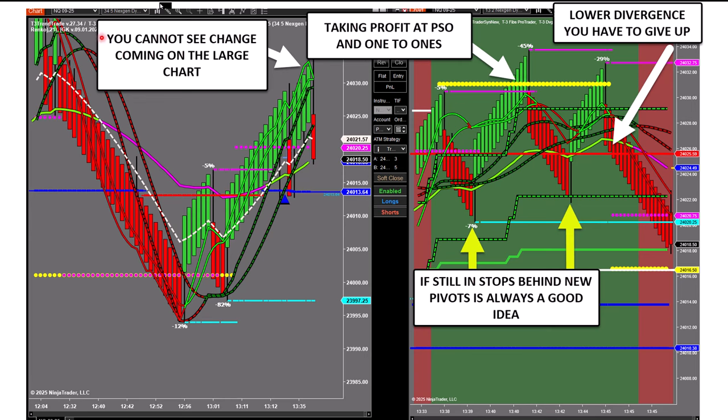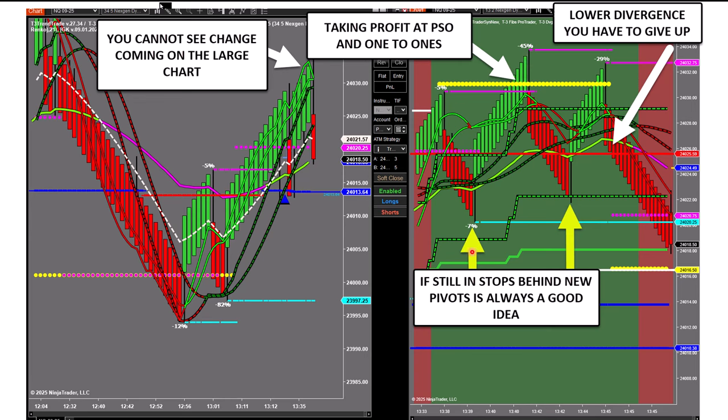You can't see change coming if you're only using the large chart. I've said this. I got a picture from maybe 2020 or 2019 where I said it the first time: you can't see change coming from the big chart. That's why we use the small chart. That's why we teach on the small chart. That's why we have rules like 1-to-1s and pivot stop outs, and divergence is a termination. And a lower divergence is really a termination.